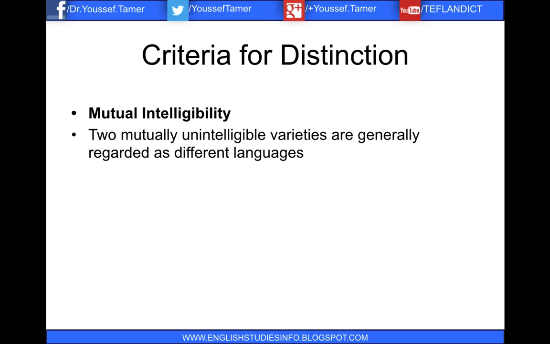When you have two varieties spoken and these two people don't understand each other, you can talk about different languages. But if you have people speaking two varieties, but still they can understand each other, we are speaking about just two dialects. So this is the first criterion, mutual intelligibility.